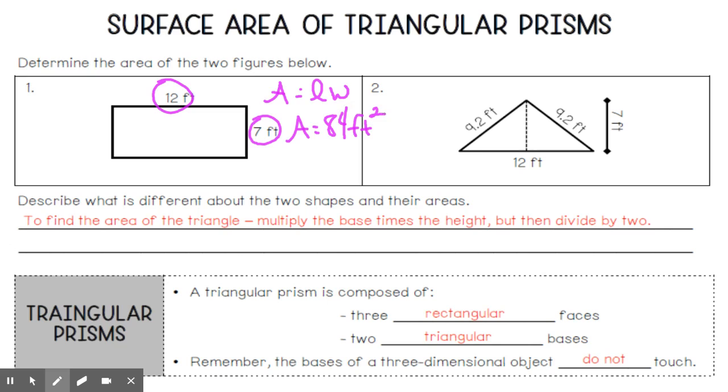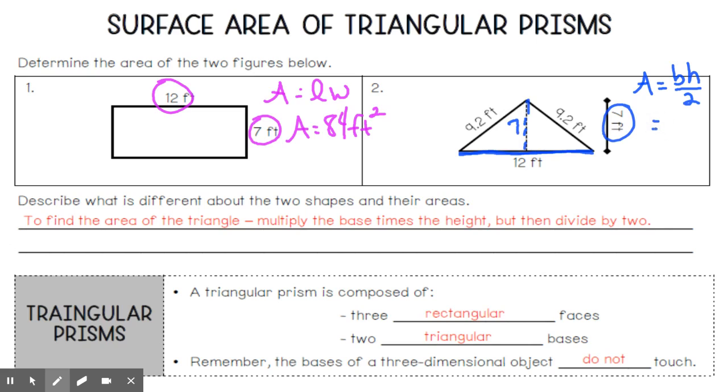Okay. However, with a triangle, remember a triangle is like that, except we're dividing by 2. So base times height divided by 2. So our base is always going to be perpendicular to our height. So the base is 12, and then the height, and normally it is a dotted line, is here. And this tells us that the height is 7.